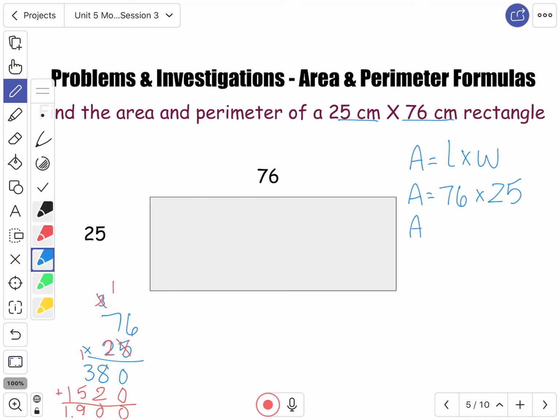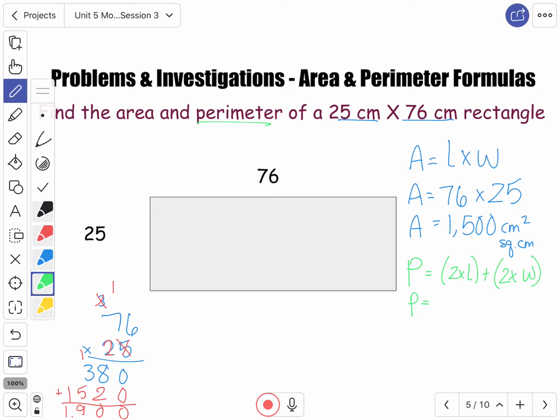Okay, so the area then of this is 1,500. Okay, and that would be centimeters squared or square centimeters, okay? But I also need to find the perimeter. So for perimeter, this is a rectangle, okay? So I'm going to do 2 times the length plus 2 times the width, all right?